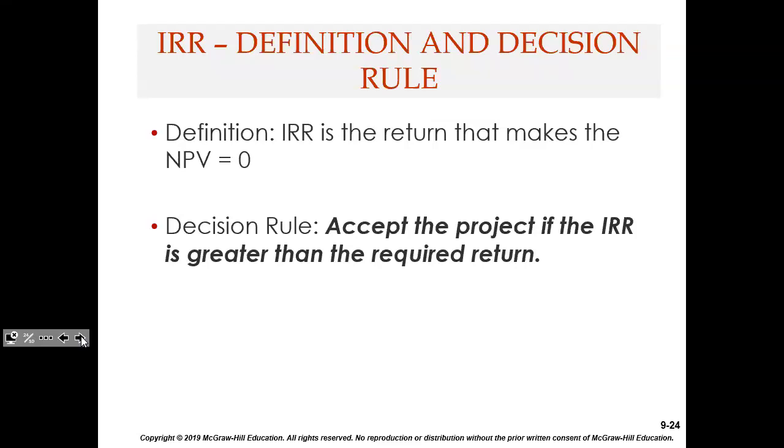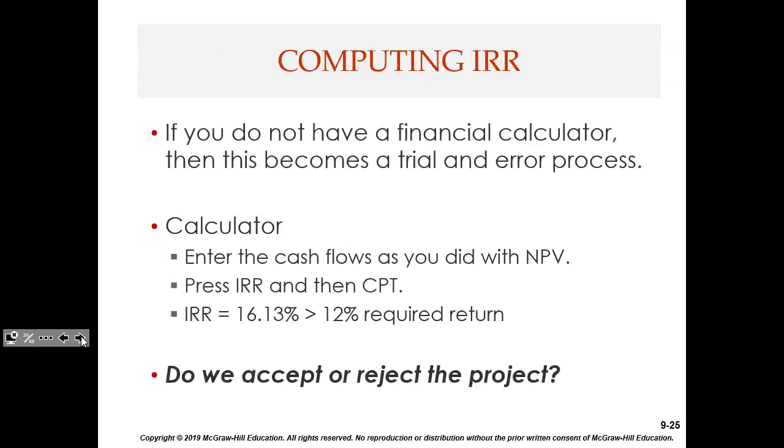And I'll show you that in just a minute on the PowerPoint here with the graph. Okay, if our required rate of return is greater than the internal rate of return, then we would reject the project. Okay, and I'll show you how to do this on the calculator. So we had our cash flows in our calculator, and I think I took mine out. And when we calculate the internal rate of return, we get the internal rate of return at 16.13.